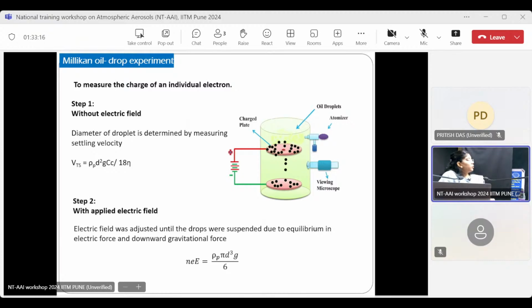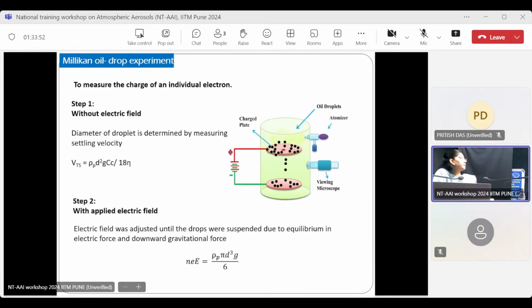So they did it in two steps. In one step, they did not apply any field. So what will happen? The particle will fall because of gravity. And from the settling velocity, the equations are well known, you can relate the velocity with the diameter. So using a microscope or a viewing window, they measured the settling velocity, and from the known settling velocity, they could get the diameter of the droplet. So the diameter is known from the first step, when you did the experiment without the applied electric field.